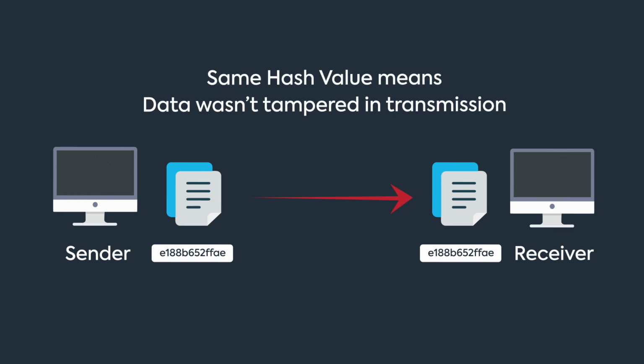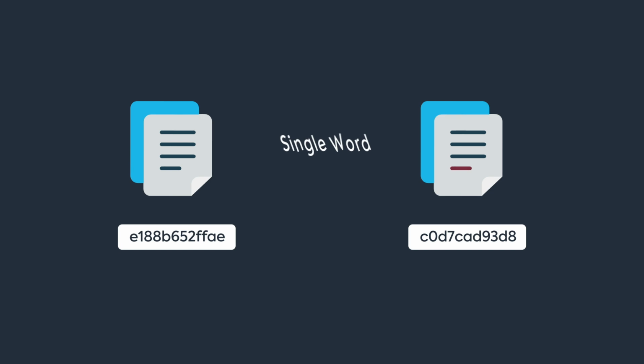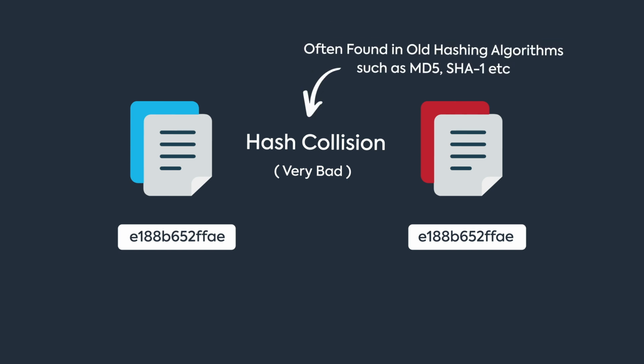Just remember these two things about the hash value. If the input is different, the hash value is always unique. Even a small change in the input can give off an entirely different hash value. However, if two different inputs produce the same hash value, that is called a collision, and that is a very bad thing. Collisions were more common in older hashing algorithms, so please avoid those.